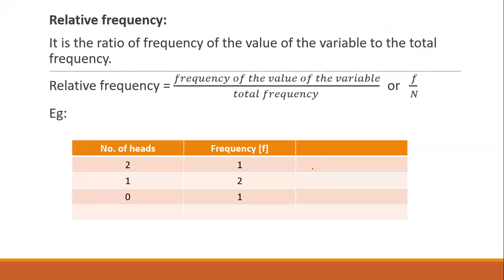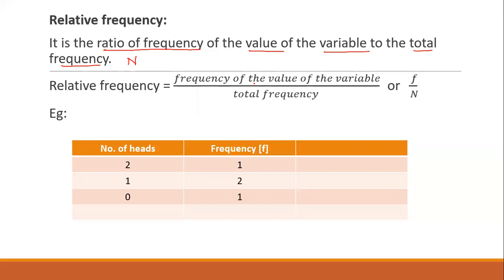And the last concept, that is relative frequency. Now what is relative frequency? Here you find the ratio of the frequency of a value of a variable to the total frequency. When we say total frequency, it is always N. So you note it as capital N, the total frequency.